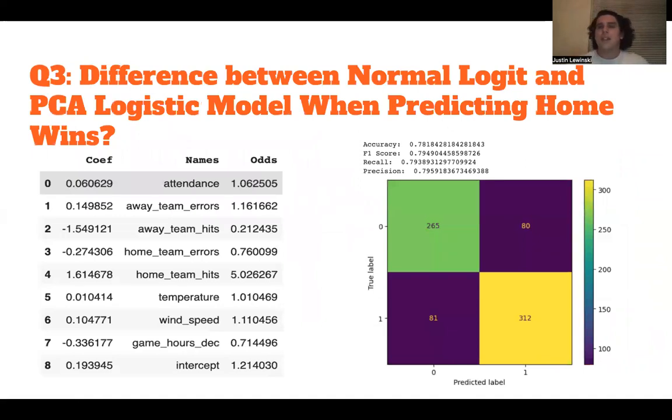Then question 3, this one was very interesting to me. The difference between a normal logistic regression model and a PCA logistic model when predicting home wins. So we're trying to find out, is the home team winning or not? As you can see, I used attendance, errors and hits of both teams, temperature, wind speed, and game length.